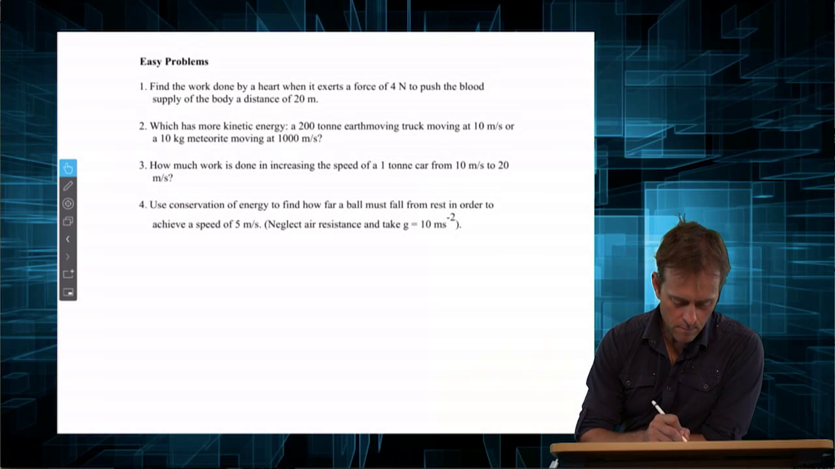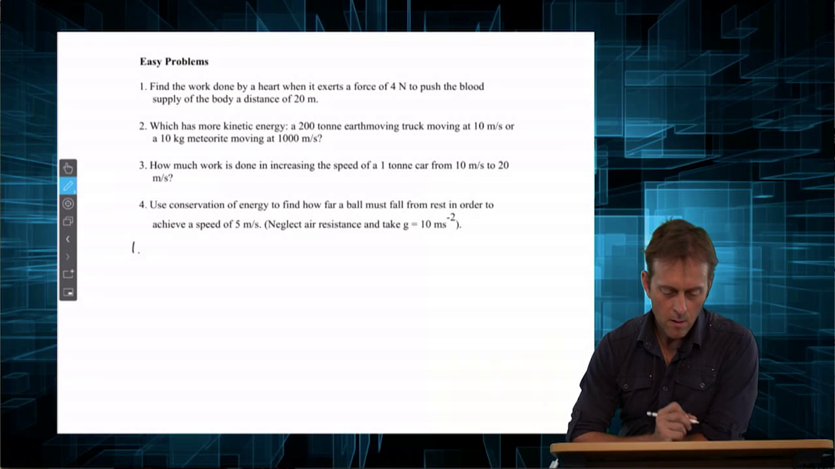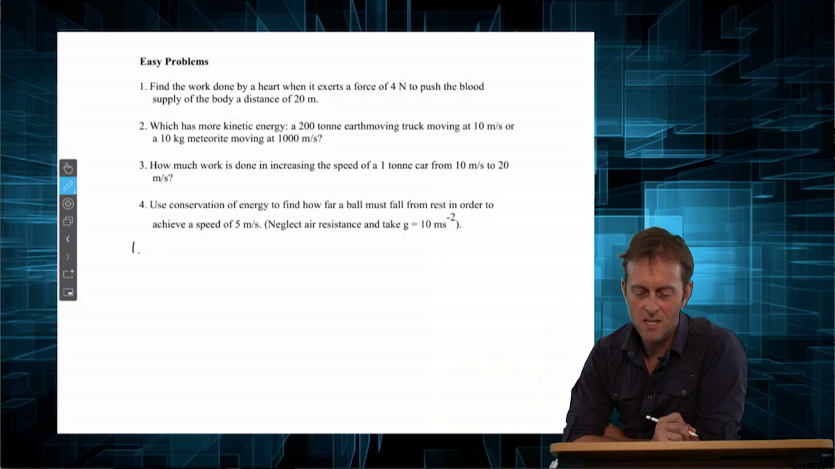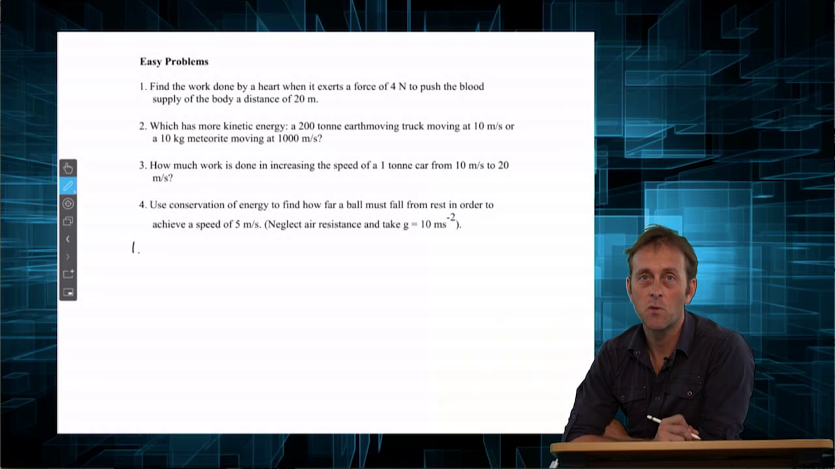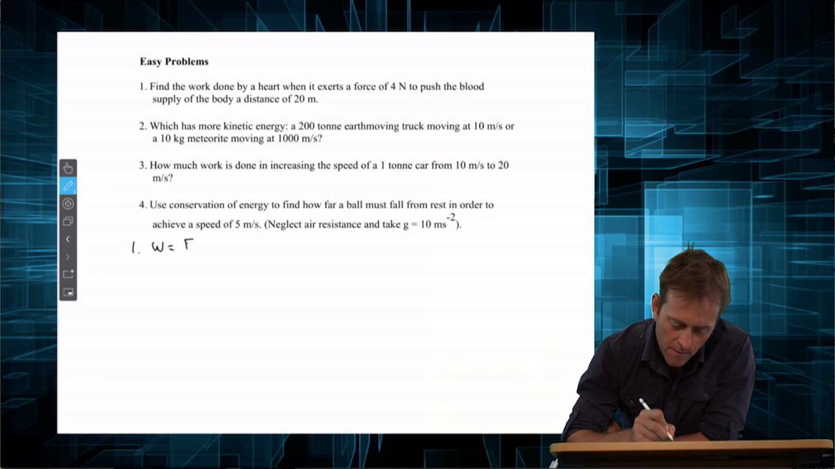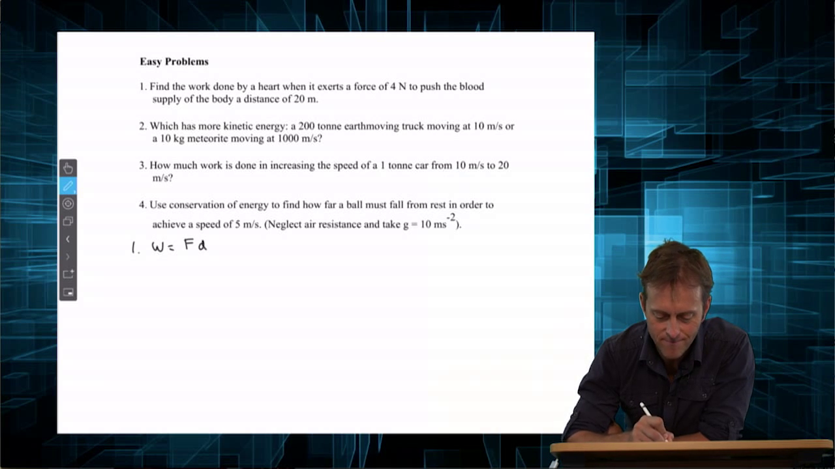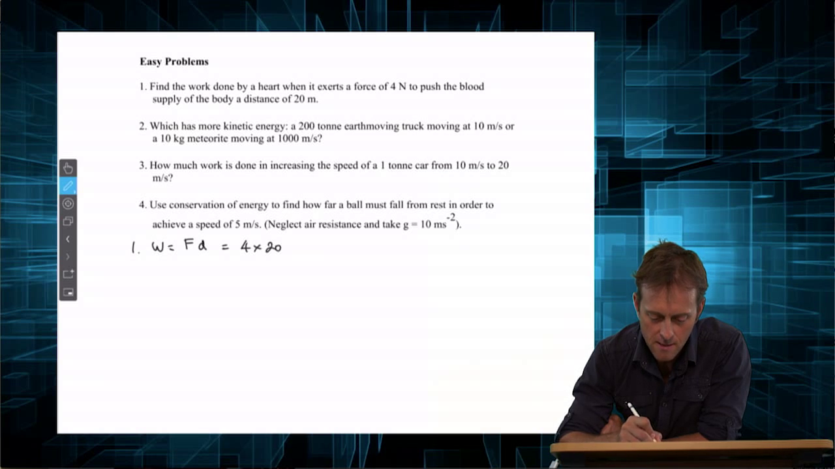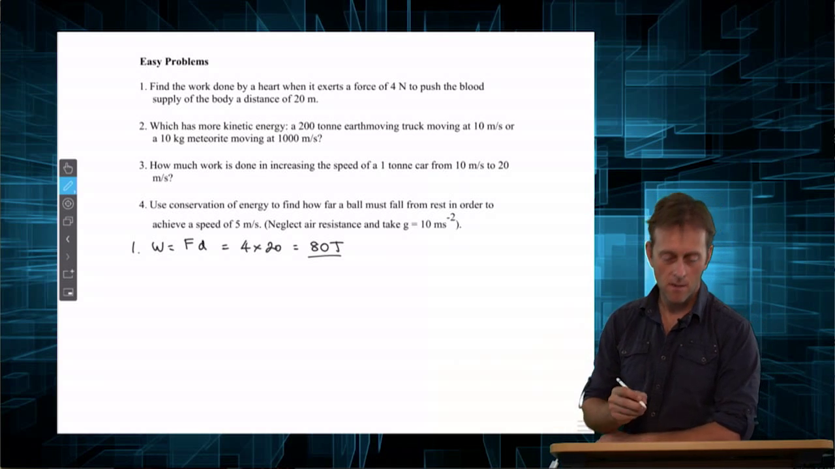One, find the work done by the heart when it exerts a force of 4 newtons to push the blood supply of the body a distance of 20 meters. Okay, so we know the work done is force times the displacement. So the force is 4 newtons, the displacement's 20 meters. I get 80 joules. Easy. 30 seconds worth of work.